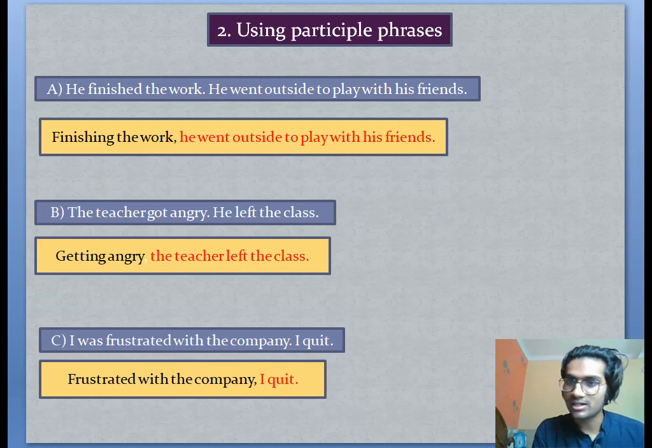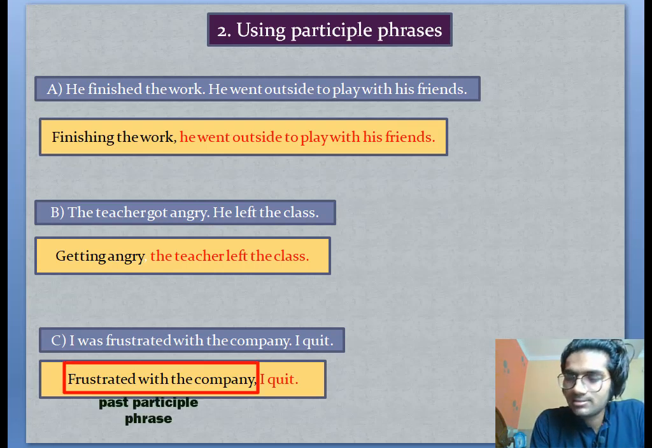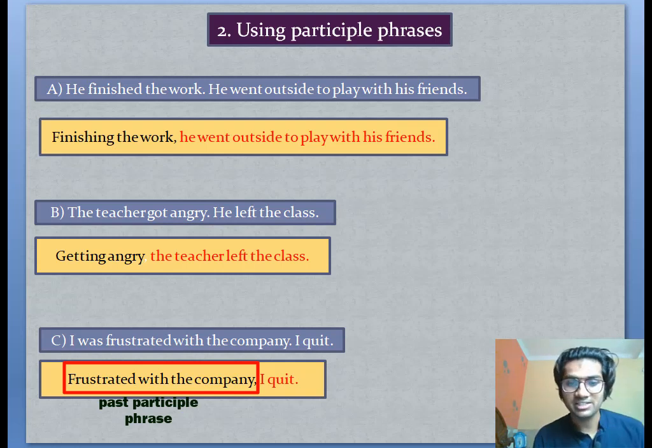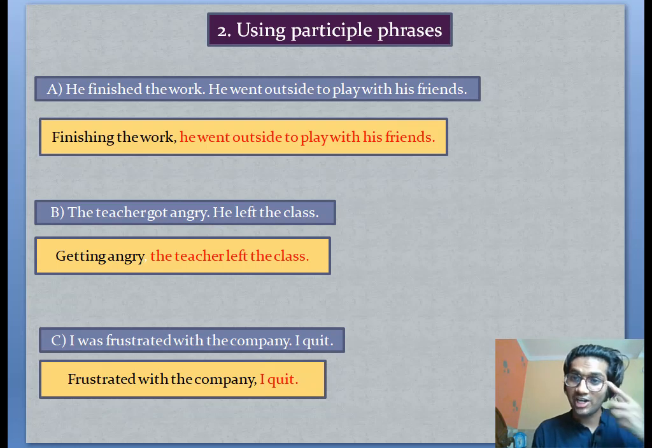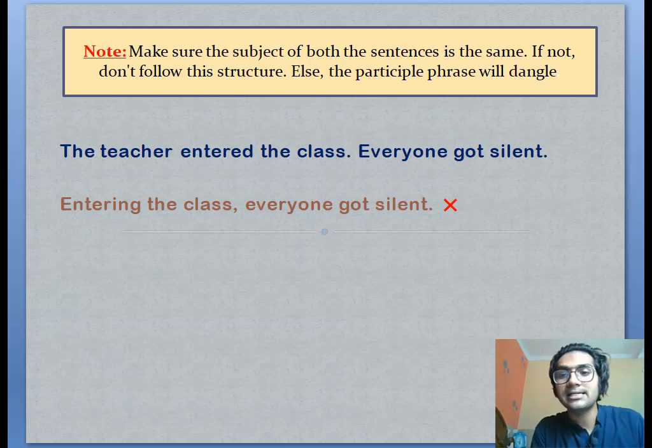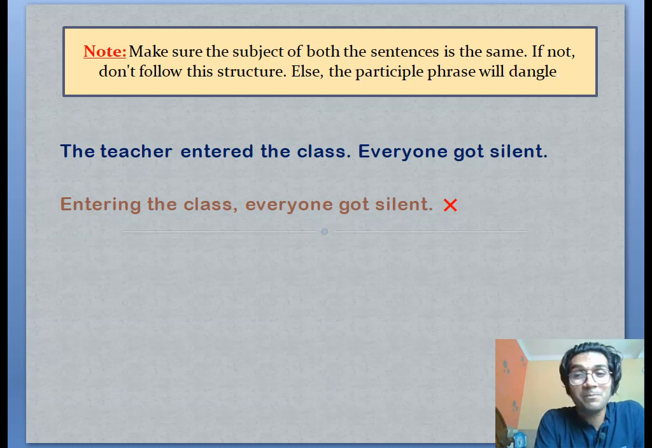Third example, I was frustrated with the company, I quit. What happened first? I was frustrated. Then happened the second action, I quit. So I'll say, frustrated with the company. That's the past participle phrase. Frustrated is the past participle. Frustrated with the company. I, frustrated with the company, quit. Giving information about the subject of the sentence. I, frustrated with the company, quit. So that's how we change two sentences into one simple sentence, when such is the case. Okay. But you have to make sure the subject of both the sentences is the same. If that is not the case, do not employ participle phrases. You will be having a dangling modifier in that case.